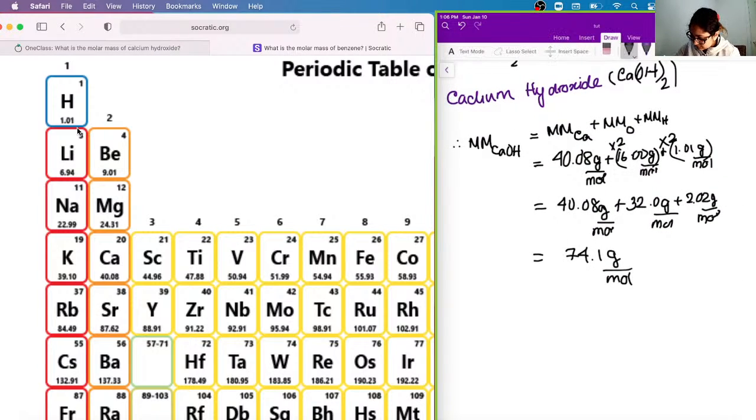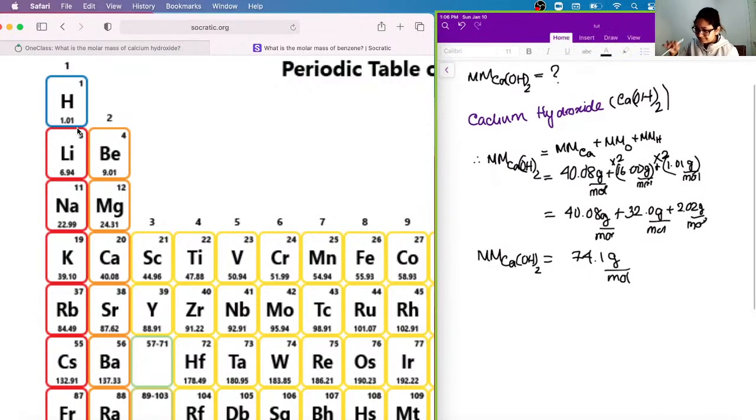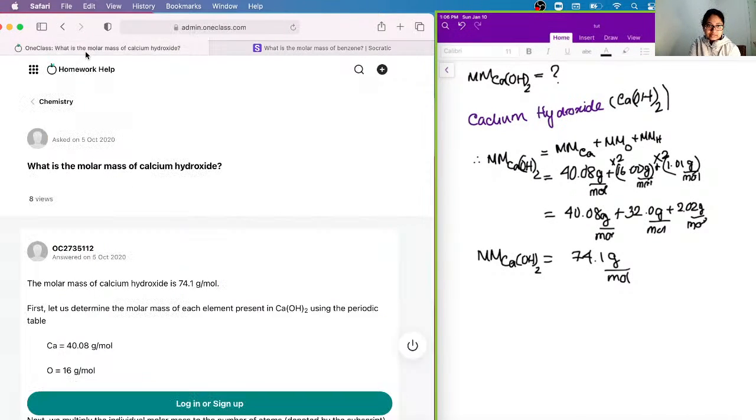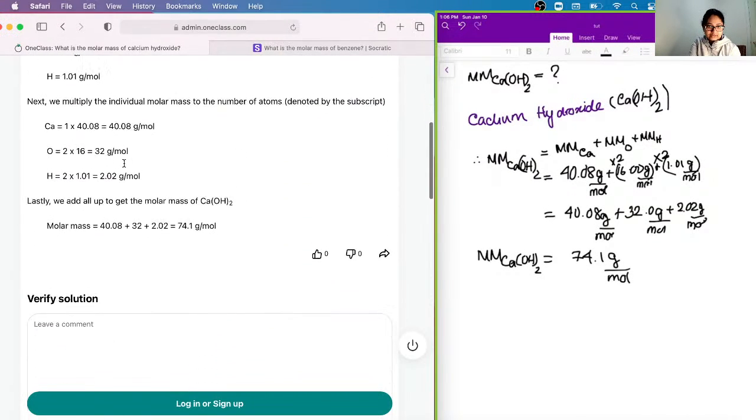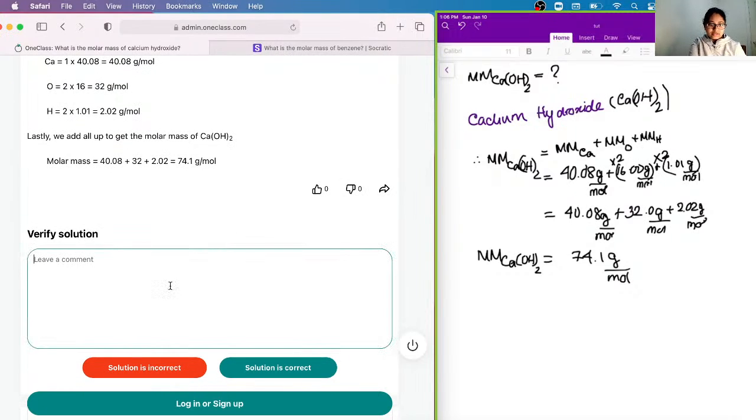And so the molar mass of calcium hydroxide is 74.1 grams per mole. So this is what they've got, so the solution is correct.